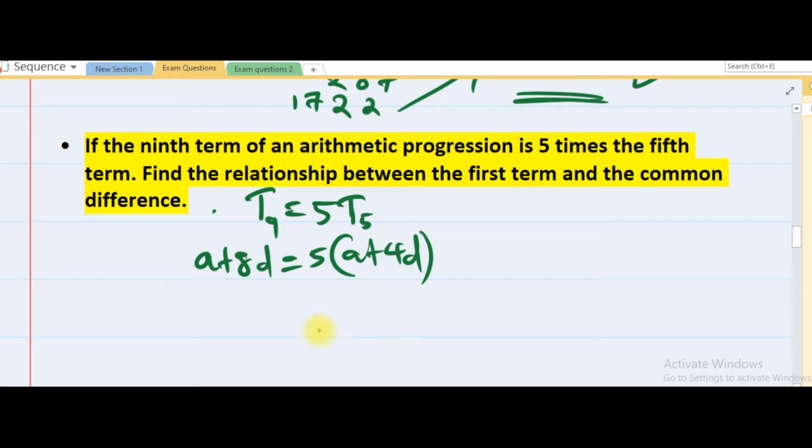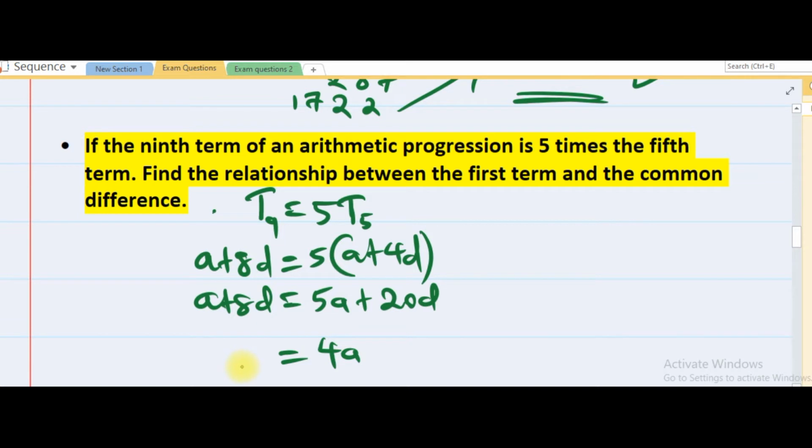So we'll solve this from what we are given. We'll form an equation of this form. Now we expand the bracket: this is 8a plus 8d equals 5a plus 20d. So we'll collect like terms. 5a minus a is 4a.